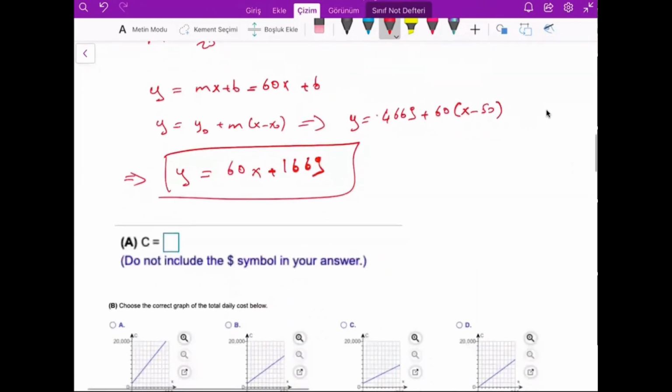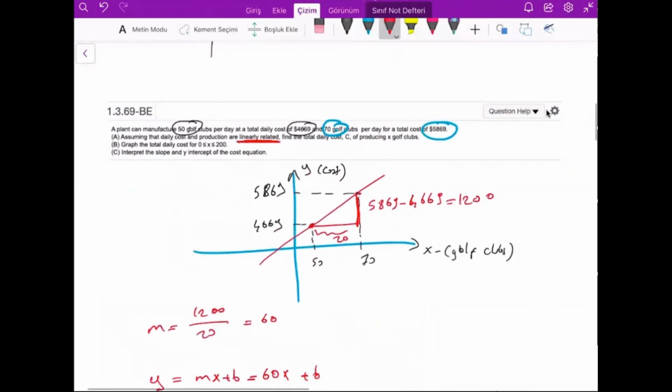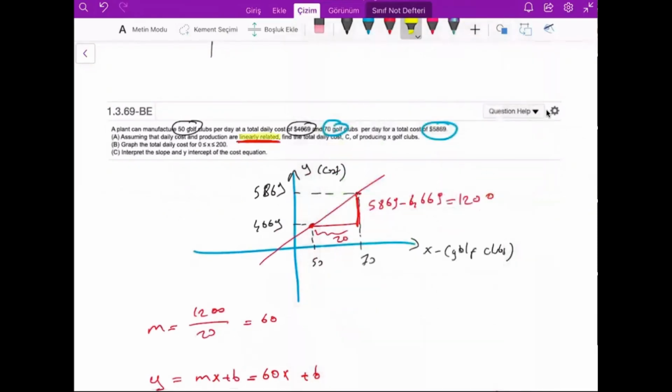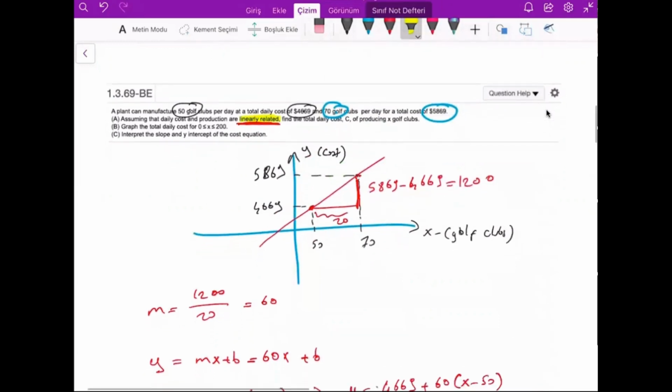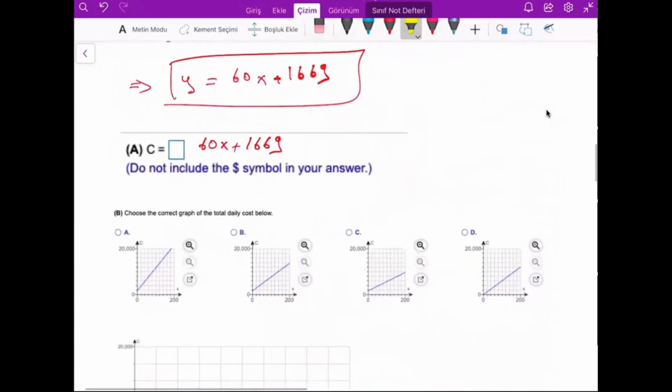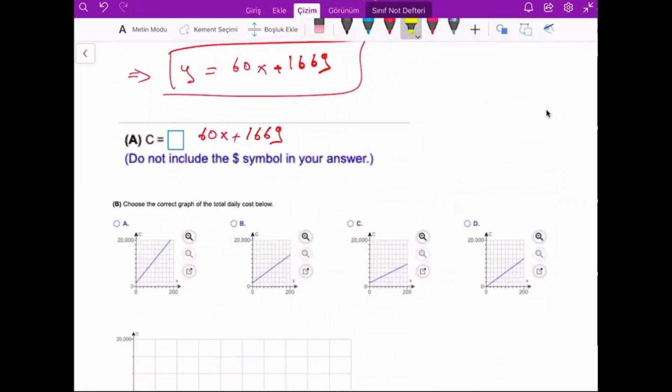Okay, so the cost function is 60x plus 1,669, because it is according to the given information. This is important: linearly related. Since this is linearly related, we can write the cost function easily. Graph the total daily cost between 0 and 2,000. Okay, if x is 0, this value is 1,669, etc.